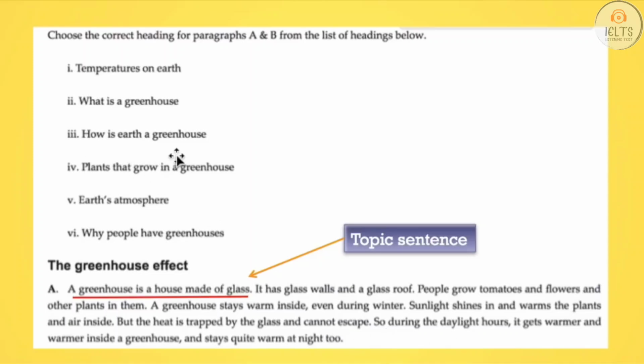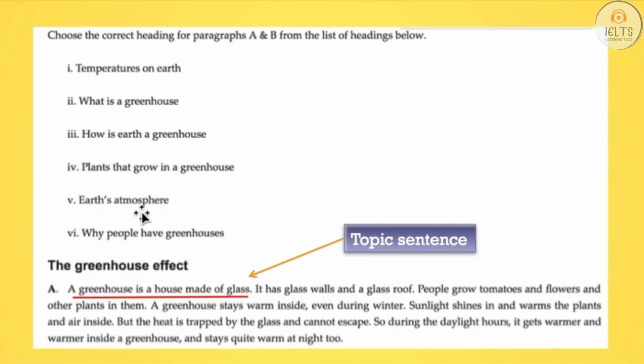How is Earth a greenhouse? Once again, they don't talk about Earth here, so that's not a fit. Plants that grow in a greenhouse. Well, they do talk about plants here, warm the plants and air inside. People grow tomatoes and flowers and other plants in them. So that information is here, but remember that this is a heading matching question. It is not an information matching question, it's a heading matching question. So although this information is here, it's not necessary that that can be the heading of this entire paragraph, right? So that's a possibility. Let's look at the next one.